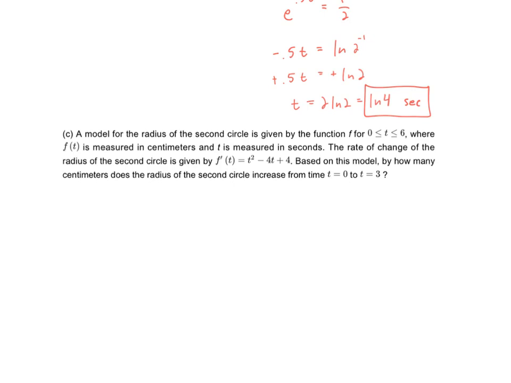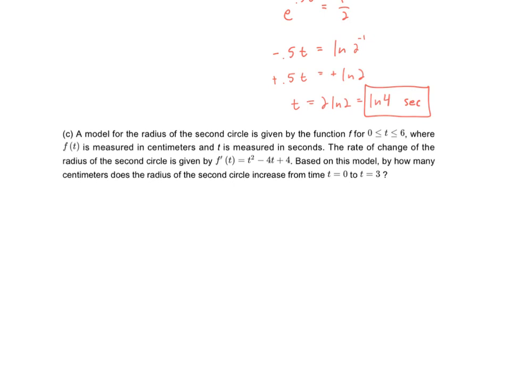So a model of the radius of the second circle is given by the function f, where f is measured in centimeters. t is measured in seconds. The rate of change of the radius of the second circle is given by that derivative function. Based on this model, by how many centimeters does the radius of the second circle increase from time equals 0 to time equals 3?